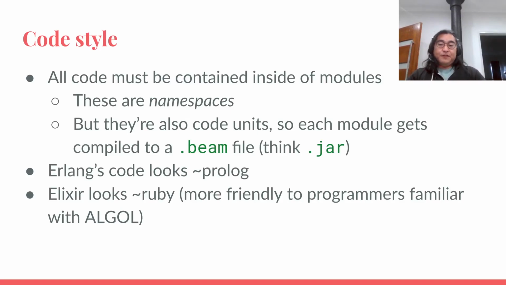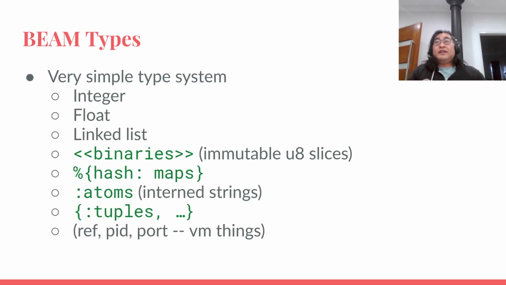Erlang's code itself, which is the progenitor language, looks a lot like Prolog. Elixir tends to look more like Ruby, so it's more friendly to programmers familiar with Algol style: C, Zig, Pascal. So hopefully we'll be able to read the Elixir code without too much difficulty. And the last thing to know is that the Erlang VM is a dynamic VM, so any given term can carry any type of value.